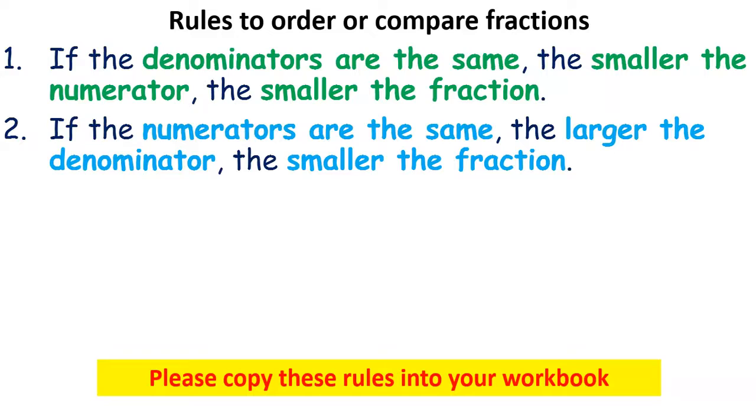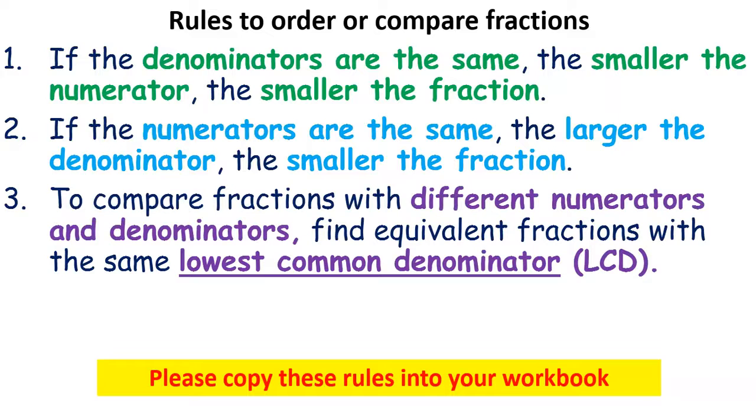If the numerators are the same, so we've got two fractions and the numerators are the same, the larger the denominator, the smaller the fraction. And we'll demonstrate that later on. When we're comparing fractions that have different numerators and different denominators, so in this case there is nothing in common between the fractions that we're comparing, we need to find equivalent fractions with the same denominator or the same lowest common denominator.